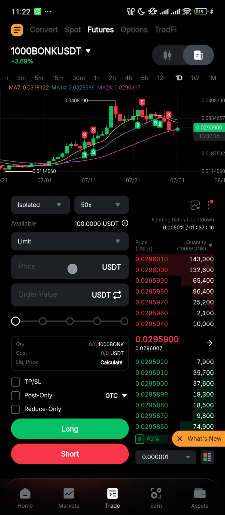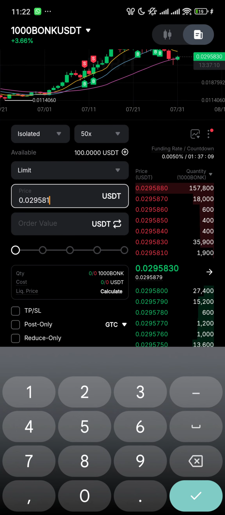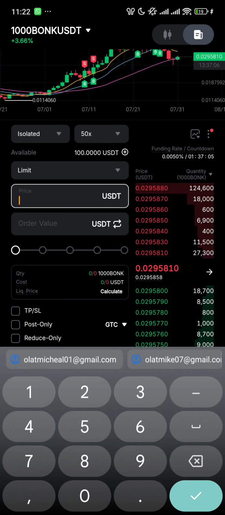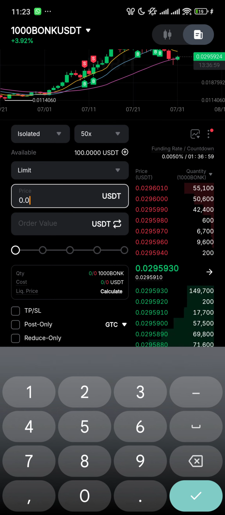So first is the price of the token you are buying, right? Price, you can click here to have it, or you click on this to change it yourself, or you can also input the figure yourself, but ensure you're inputting it correctly, right? So to be safe, just click here and then tweak the figure here. So 2822, right? So that's our entry level.